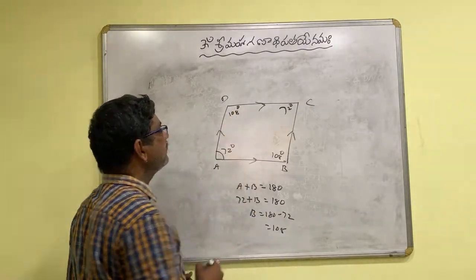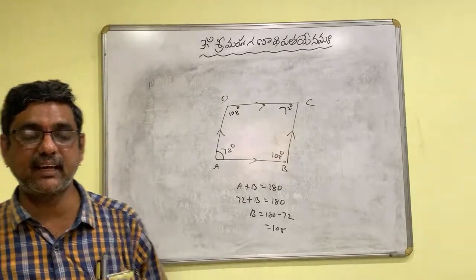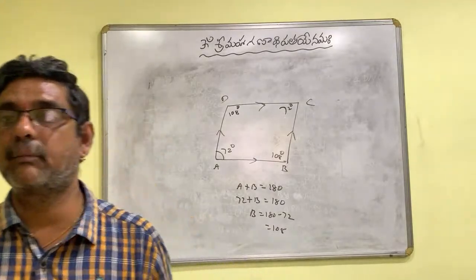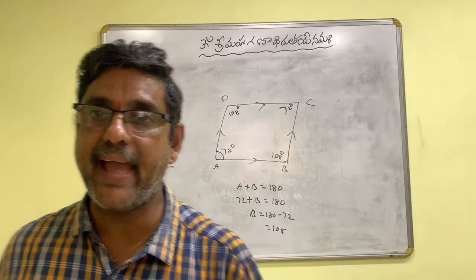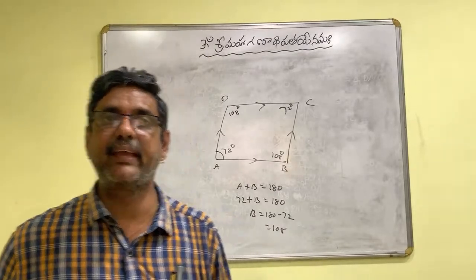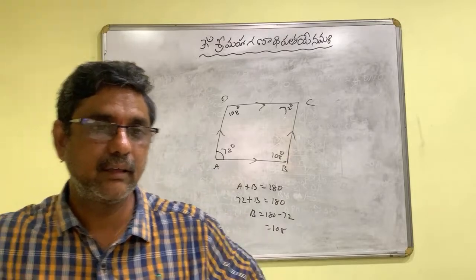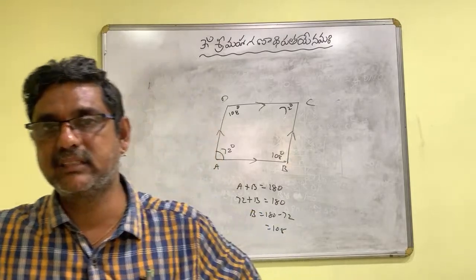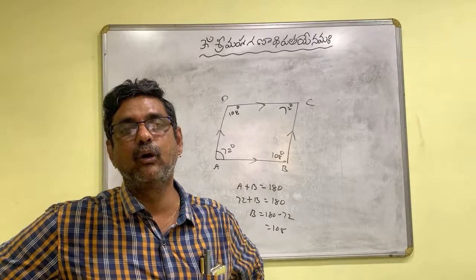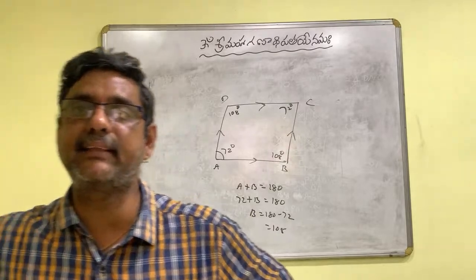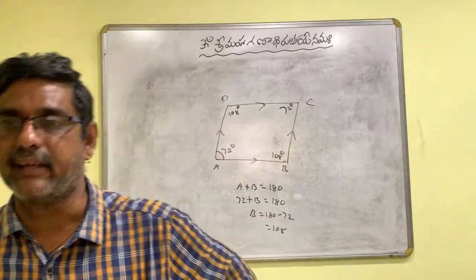Look, in a parallelogram, if we know just one angle, we can find out the remaining three angles. So for that you need to know the properties very well.